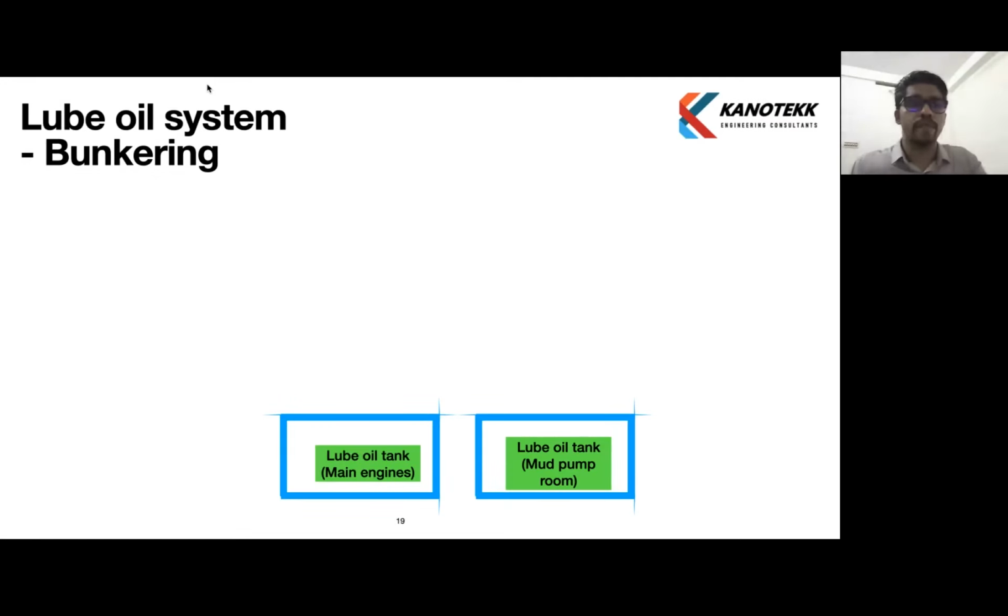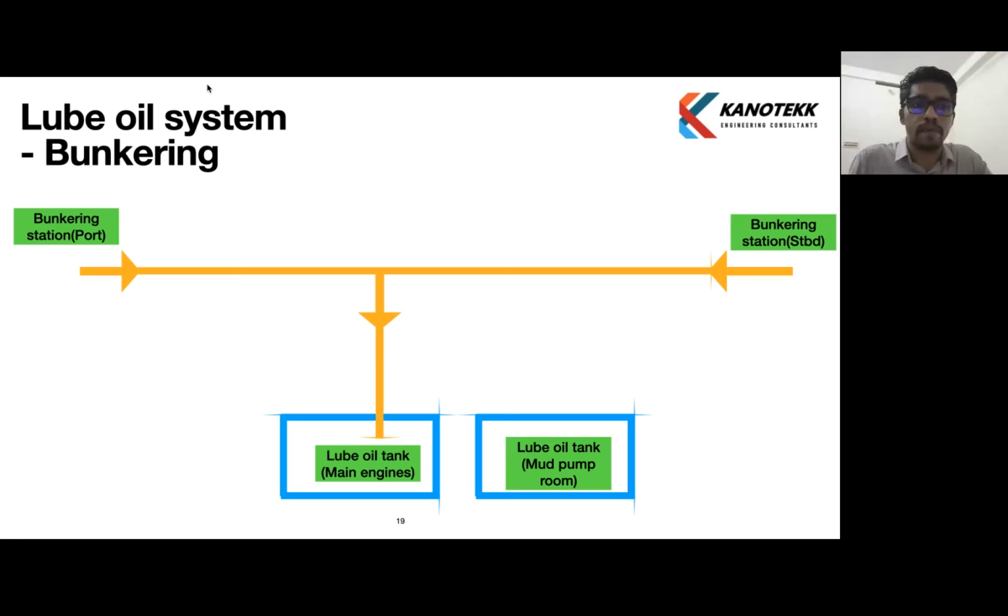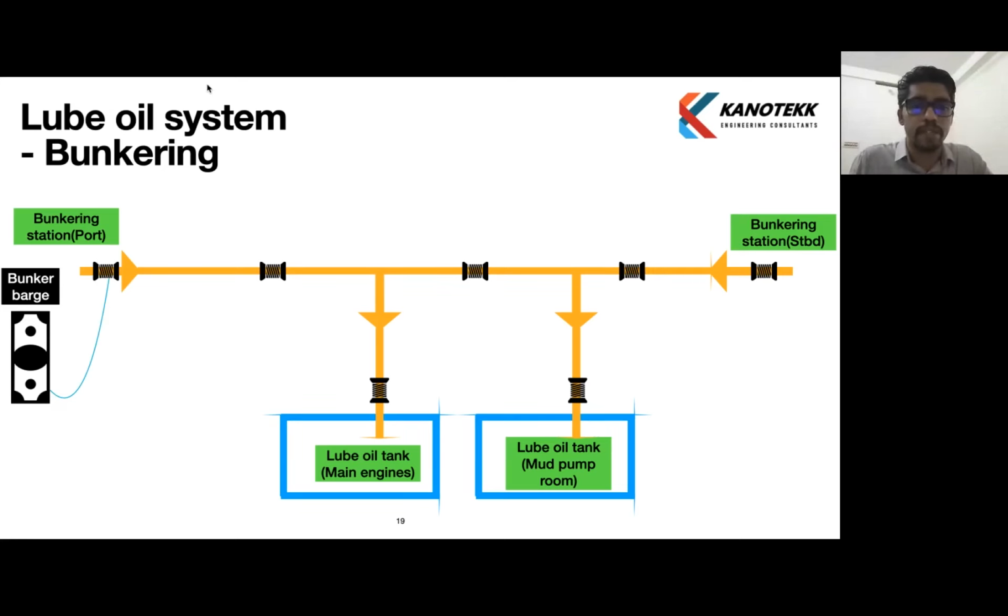Okay, now we will see the lube oil system. The lube oil system has two tanks. One is for main engines and one is for the mud pump room. The main engine tank supplies lube oil for the main generator engines, because the engines require lube oil for lubrication and cooling inside the engine. So these are the two tanks. From the bunkering station, either port or starboard, we can fill the main engine tank or the mud pump room tank. So this is the bunkering process in the lube oil system.